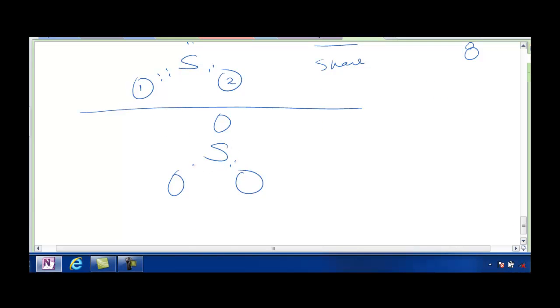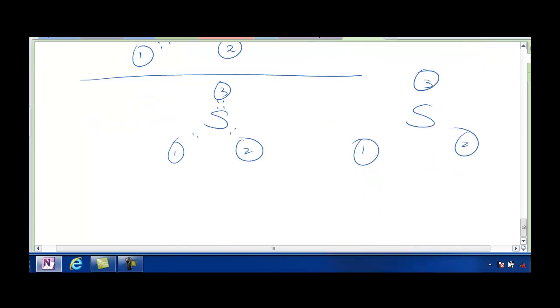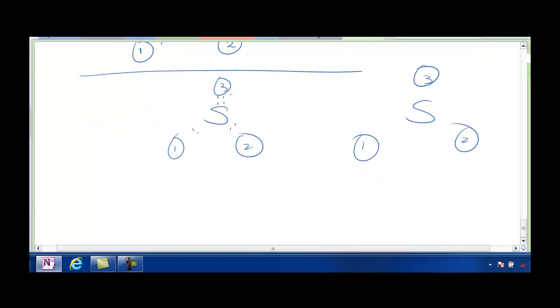1, 2, 3, 4, 5, 6, 7, 8. Or I could have done what? And this is oxygen 1, 2, 3. I could double bond sulfur with oxygen 1, or double bond sulfur with oxygen 3, or what? Double bond sulfur with oxygen 2.